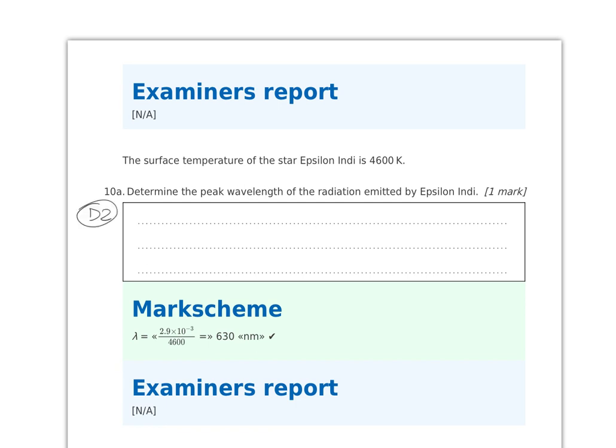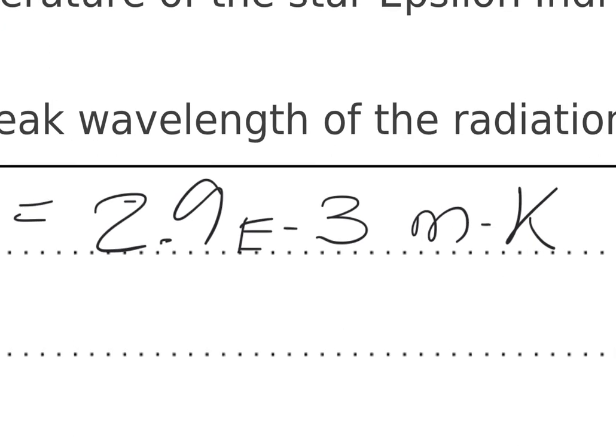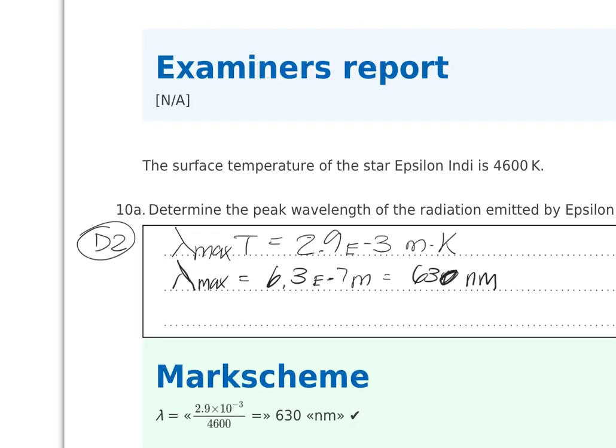So this is a D2 question, but it's still not hard. We see lambda max T is a constant, and the constant is baked into the formula on the data booklet. And we get a lambda max of 6.3 times 10 to the negative 7 meters, or 630 nanometers.